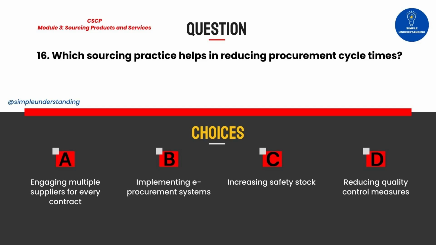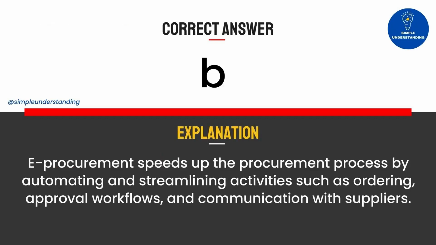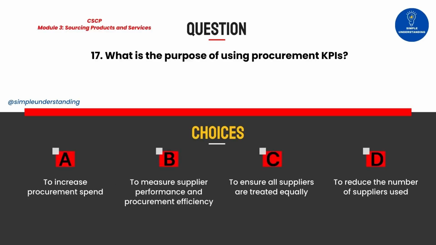16. Which sourcing practice helps in reducing procurement cycle times? A. Engaging multiple suppliers for every contract. B. Implementing e-procurement systems. C. Increasing safety stock. D. Reducing quality control measures. Correct answer, B. Explanation. E-procurement speeds up the procurement process by automating and streamlining activities such as ordering, approval workflows, and communication with suppliers.